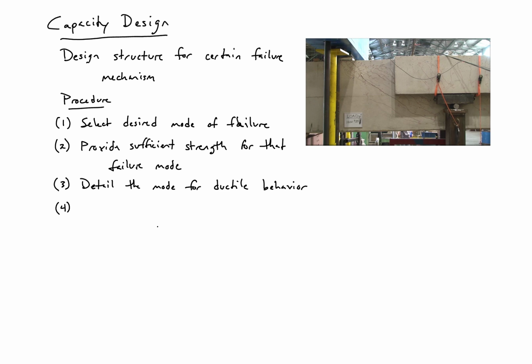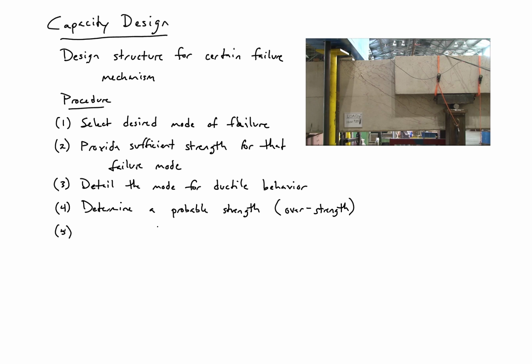The fourth step is then for us to determine a probable strength. So this means that we're going to look at the overstrength, or actual strength of the structure. Typically, steel rebar is over what you designed for, so we want to account for that in step 4.